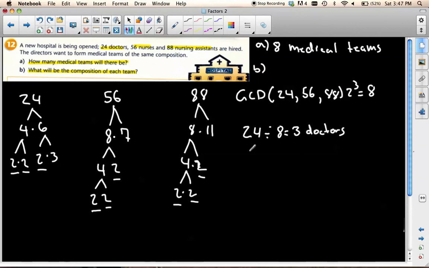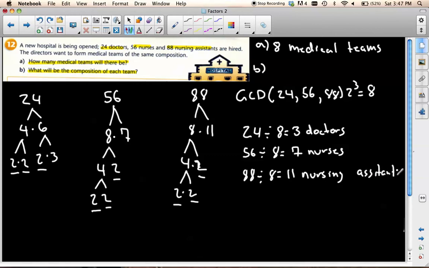Okay, so now if we take our 56 nurses and divide it by 8, we know we'll have 7 nurses per medical team. And if we take our 88 nursing assistants and divide them by 8, we'll get 11 nursing assistants. So this is our answer to B. So what will be the composition of each team? Well, each team will have 3 doctors, 7 nurses, and 11 nursing assistants.